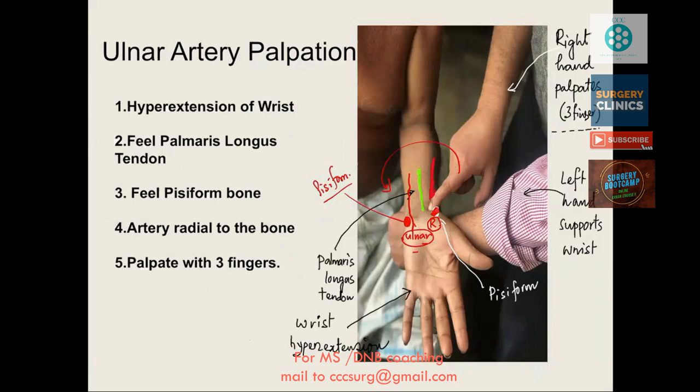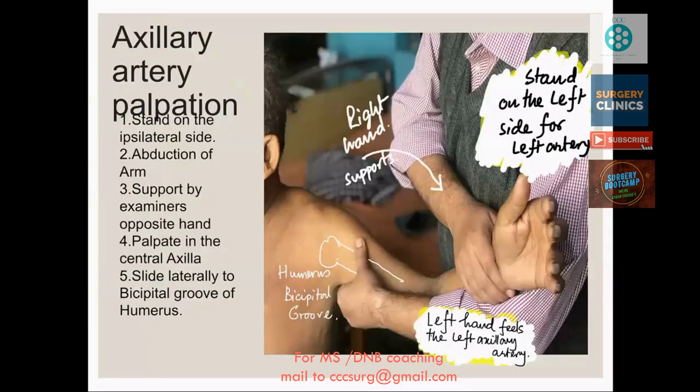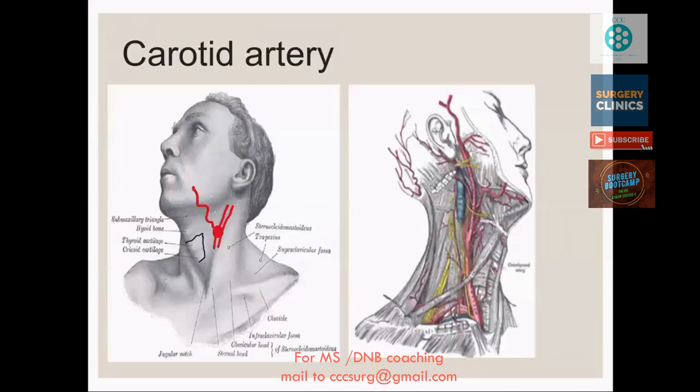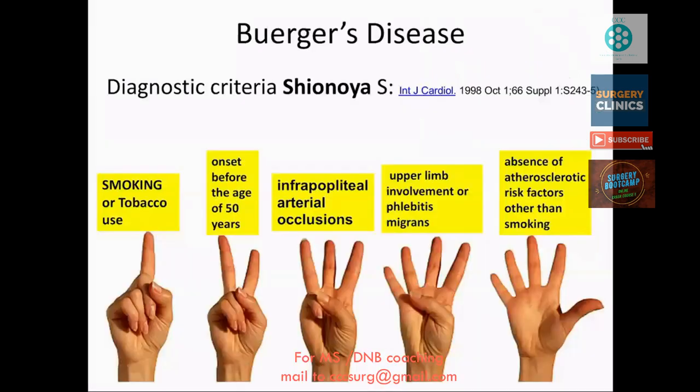What is the status of the hand? Hyperextension at the wrist. Now, brachial artery is a simple one in which you feel it medial to the tendon of the biceps. Whereas the axillary artery is like palpating the axillary lymph nodes in breast cancer. What is important is that the examiner will stand on the side. Carotid artery is at the upper border of the thyroid cartilage. And the superficial temporal is 1 centimeter in front and 1 centimeter superior to the tragus.